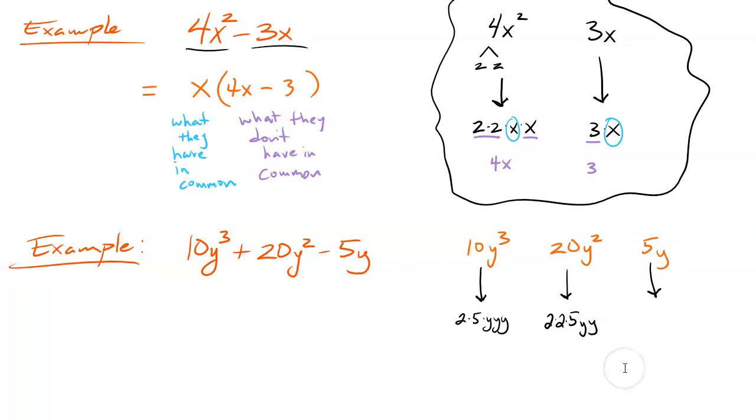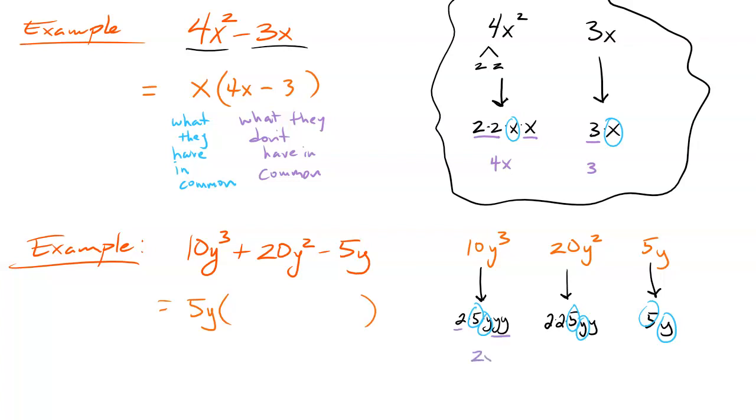Okay, so to keep this problem from taking forever, 5y can't break down, so it's just made up of 5 and y, because 5 is prime and y is a single one. And then we're looking to find what they have in common. You should have had a 5 in common on all of them, and then a single y. So my answer for factoring is going to be 5y, and in the parentheses, I'm going to write everything that's left over, which is what they don't have in common.